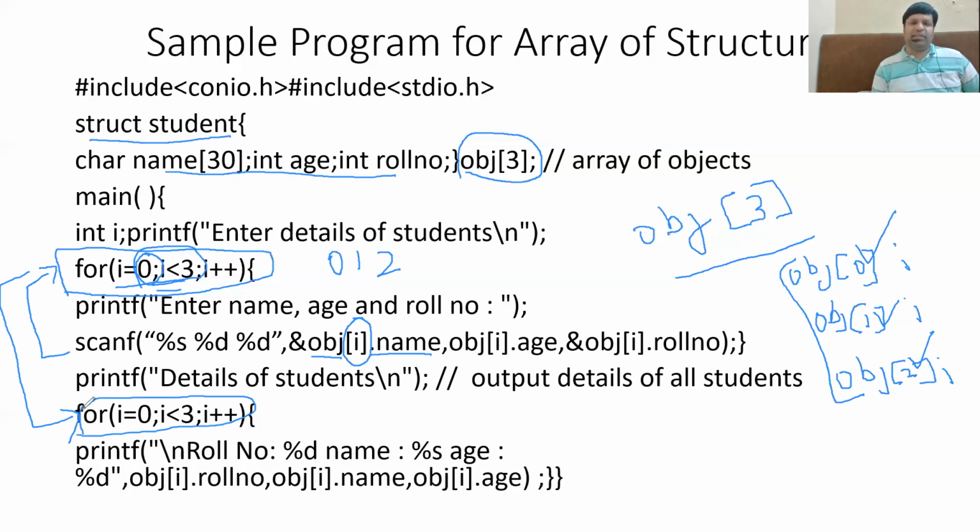Now just imagine if you have 500 students within a class, then you can simply create an array of structure objects like this, object 500. There is no need to create 500 different objects. Similarly, there is no need to extend the code of this program. Here you have written I, here you have written I less than 3.